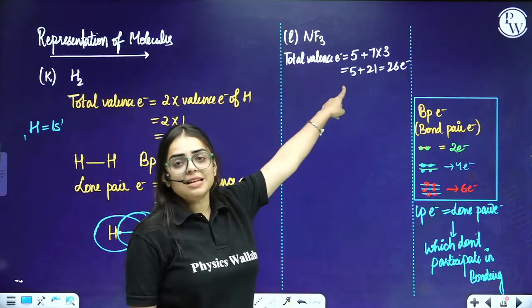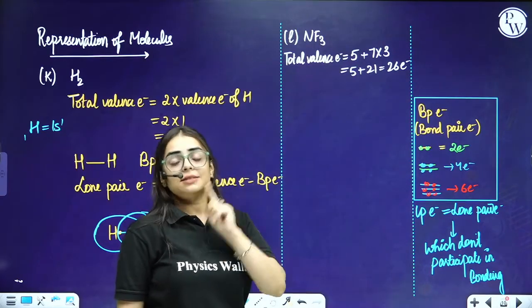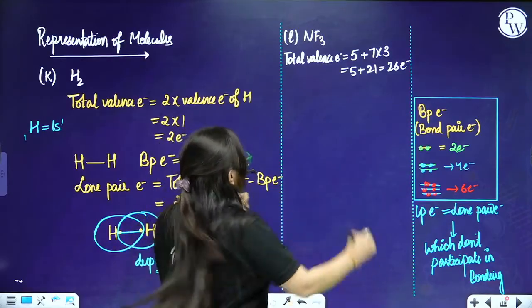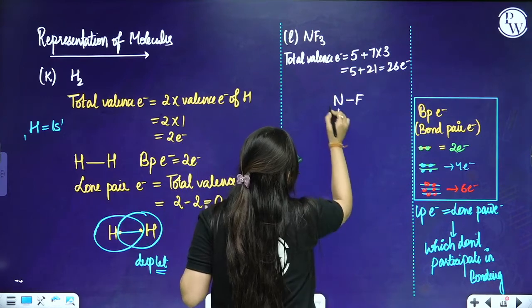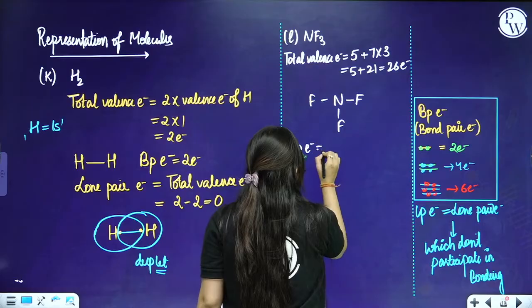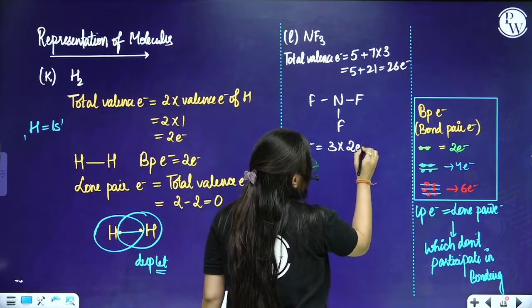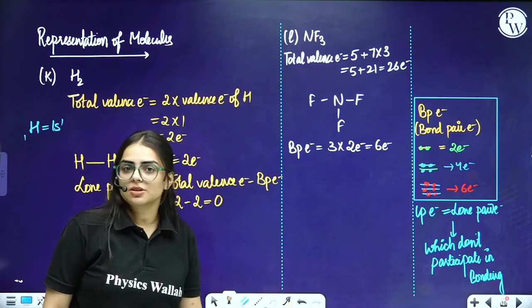Now which is going to be the central atom? Nitrogen, because it has the least electronegativity. Secondly, if you see the number, it has the least number. So nitrogen will be in the center, and then there will be fluorine over here, fluorine over here, fluorine over here. How many bond pair electrons have you represented? 1, 2 and 3 bonds. 3 bonds, each bond containing 2 electrons, so this comes out to be 6 bond pair electrons.